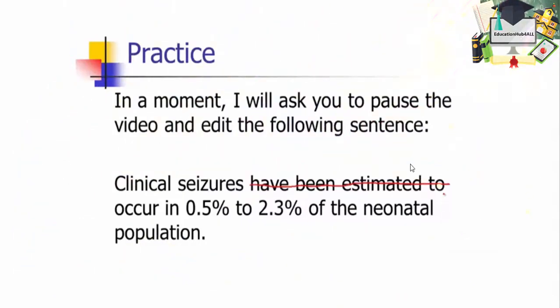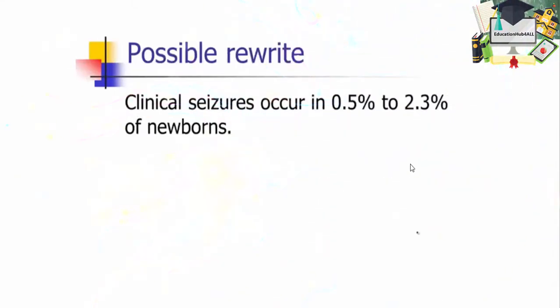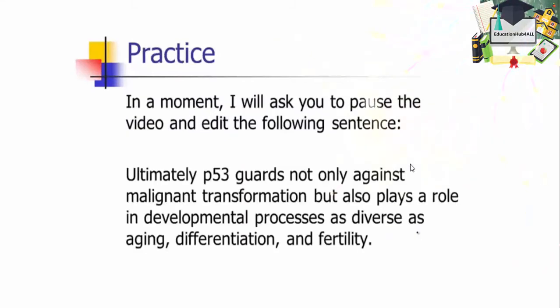Now you might have thought, oh, neonatal population, that sounds really important, I better leave it untouched. And in fact, the first time I edited this sentence, I missed this. But what is a neonatal population? So neo means new, nate means born, so this is just a fancy way of saying newborns. See how much more direct and easy that is to read? Clinical seizures occur in 0.5% to 2.3% of newborns, and then of course we'd want to have some references at the end of that sentence. So hopefully you got something similar. Again, you may not have an identical rewrite to mine, but hopefully you have something similar.